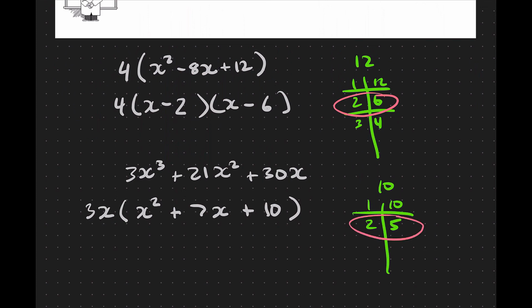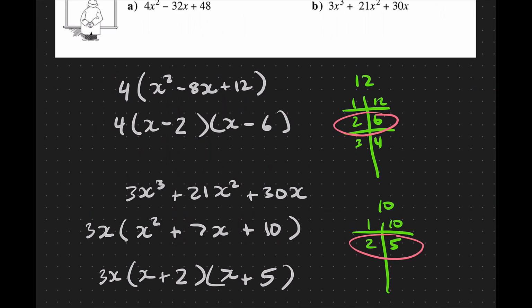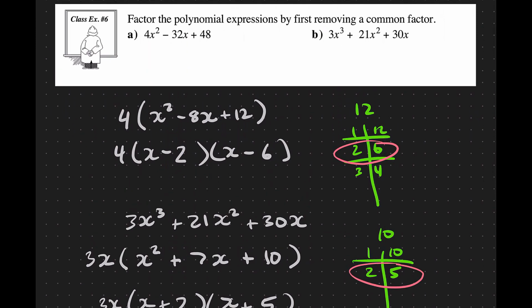So essentially we've got 3x and two binomials, x, x. The signs are the same. They're both positive. So plus, plus, and the numbers we found were 2 and 5. Okay, that is it for class example number 6.